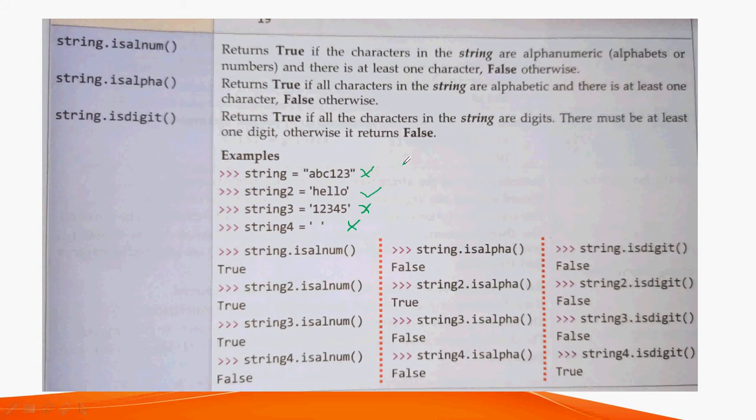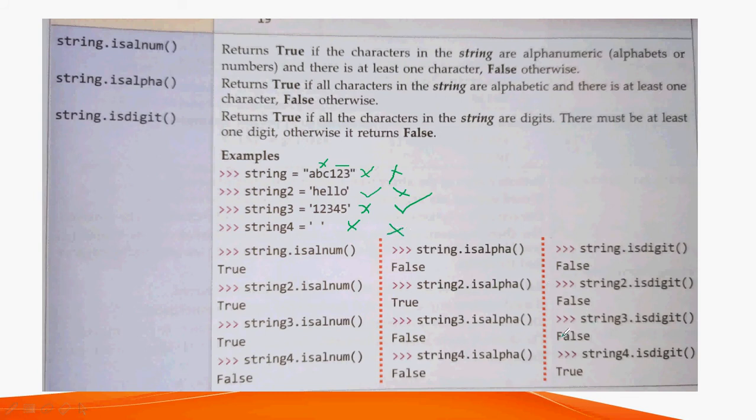Now let us see the isdigit. Here string dot isdigit. Yes, digits are there, but alphabets are also there. So for isdigit, this will be false. For the second one, isdigit, definitely there is no digit at all, so this will be false. And for string 3, it is an obvious true. String 3 dot isdigit is definitely true. And string 4 dot isdigit, no, there is no digit at all.